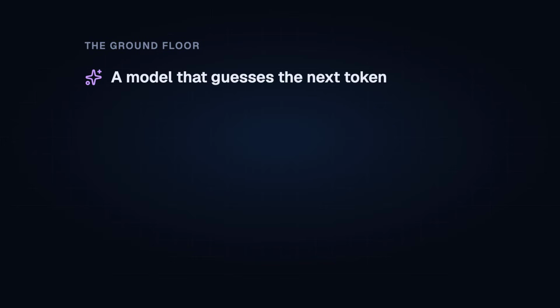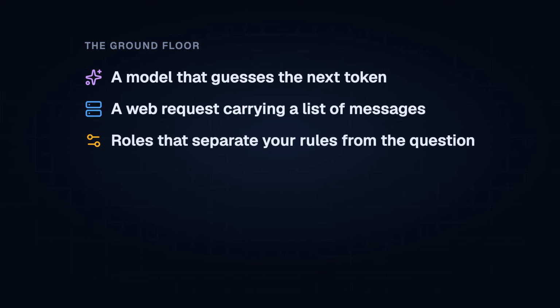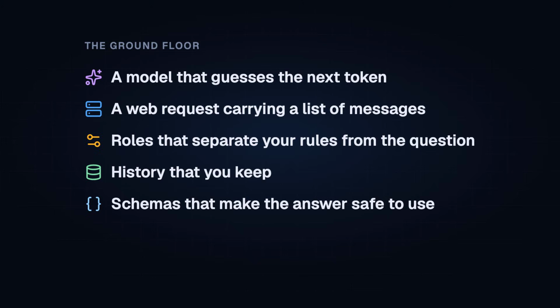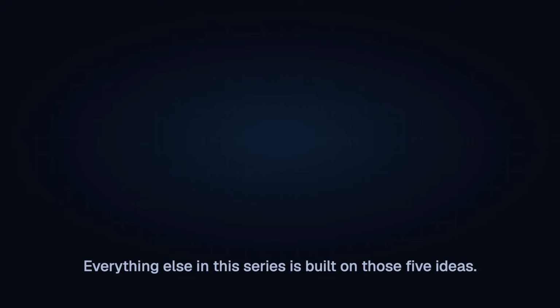So that is the ground floor. A model that guesses the next token, a web request carrying a list of messages, roles that separate your rules from the user's question, history that you keep, and schemas that make the answer safe to use. Everything else in this series is built on those 5 ideas.